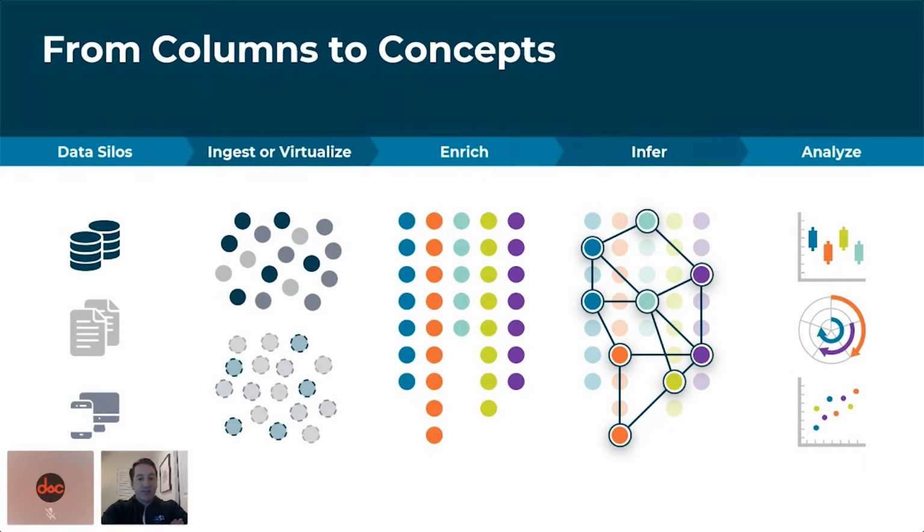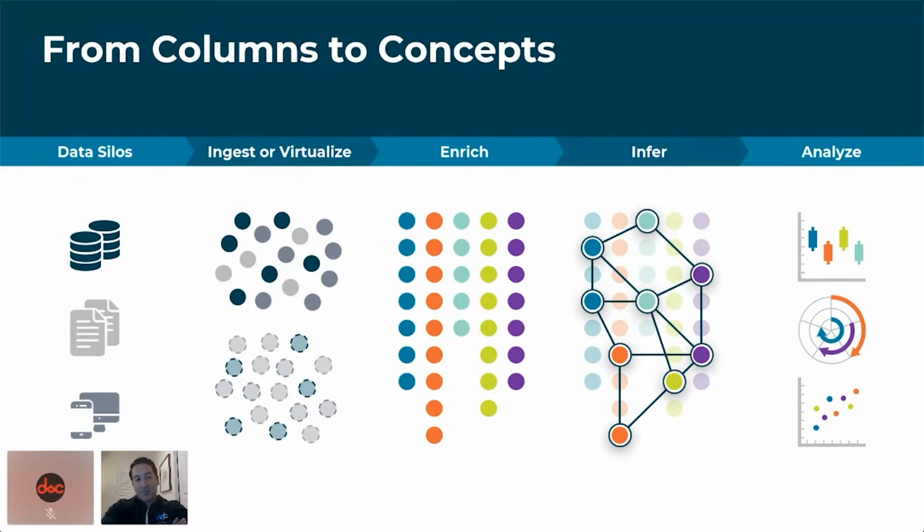Well, first, the data silos. Critical data is often physically stored in different places, including third-party sources, spreadsheets, or just in people's minds. It also exists in many structures, whether those are tables, in the code, PDFs. This data exists in a lot of different forms. So to go from columns to concepts, the first step is to ingest or virtualize the data.